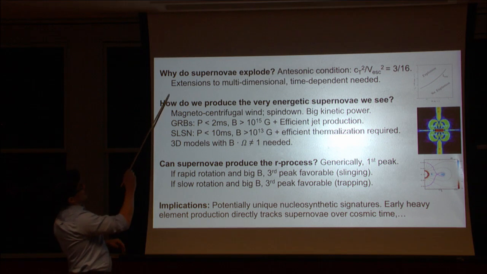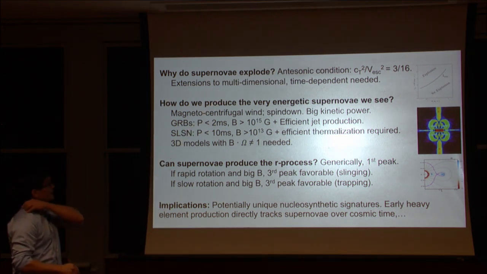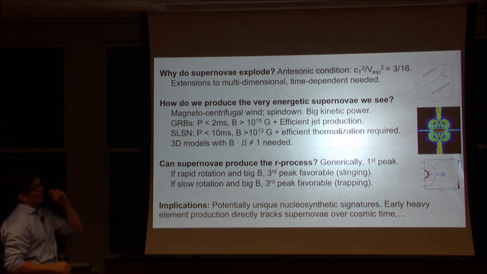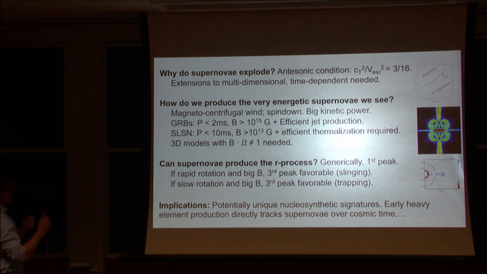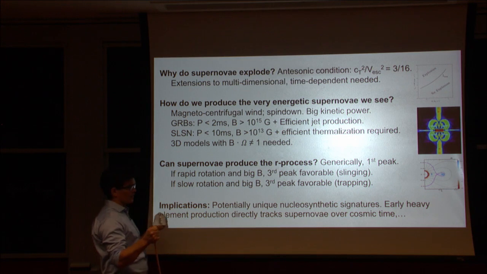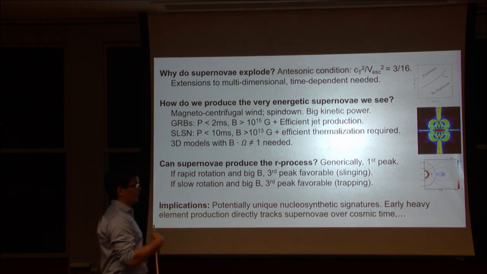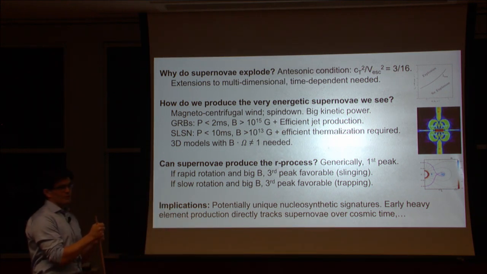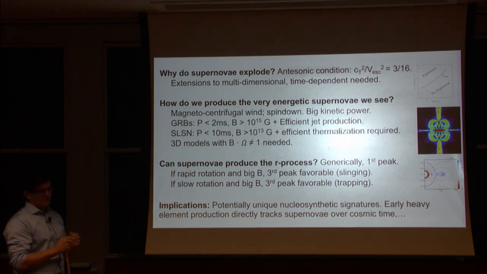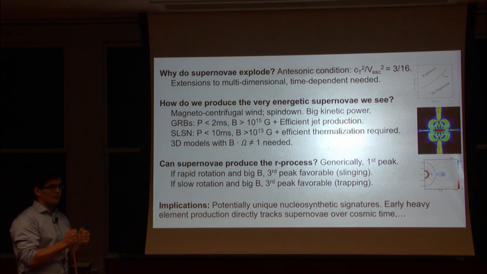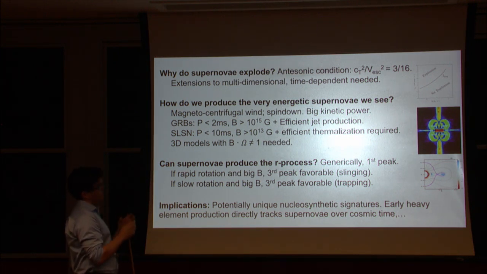So I want to try to extend this to multidimensional time-dependent simulations. And I would like to understand whether a condition that looks like this can be written down that will explain why some three-dimensional simulations explode and others don't. And I think it has to do with this critical separatrix. And even though this c_T squared over v_escape squared is maybe laughably simple, it also elucidates, it shows you what the basic physics is.